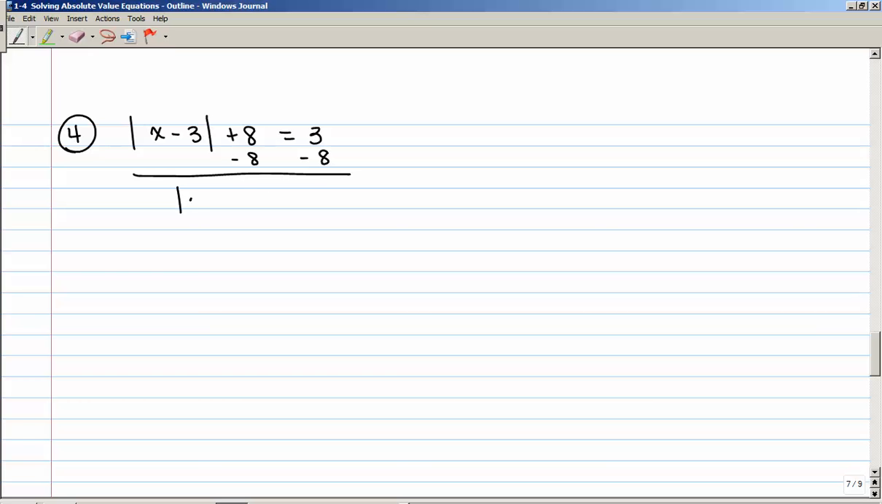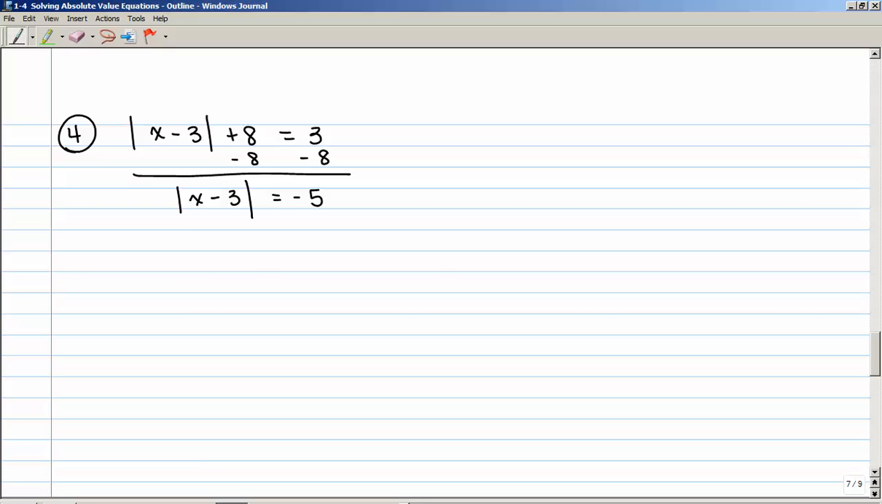So I have the absolute value of x minus 3 is equal to a negative 5. Well, let's think about that. So this is saying that whatever x is, subtract 3 from it, the distance between that and 0 is a negative 5 units on the number line. Well, we can't really measure distance in negative numbers.